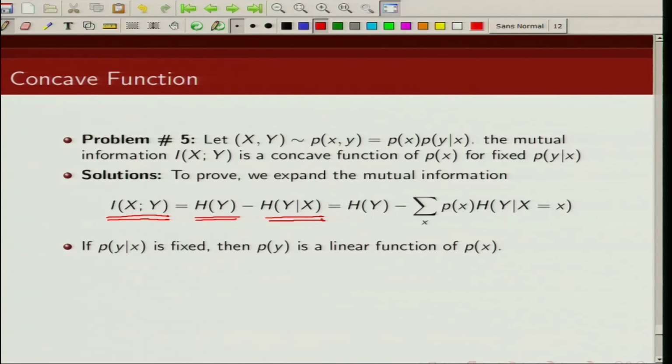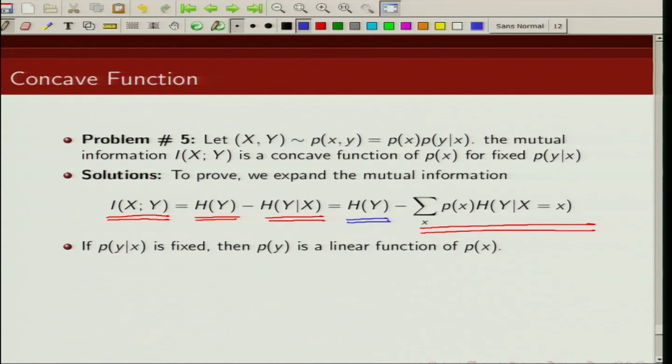Now the uncertainty in y given x, I can write it in this particular way. This is uncertainty in y given x equal to a particular event x, multiplied by the probability of that event, right. Now let's look at each of these terms separately. Let's look at H of y.